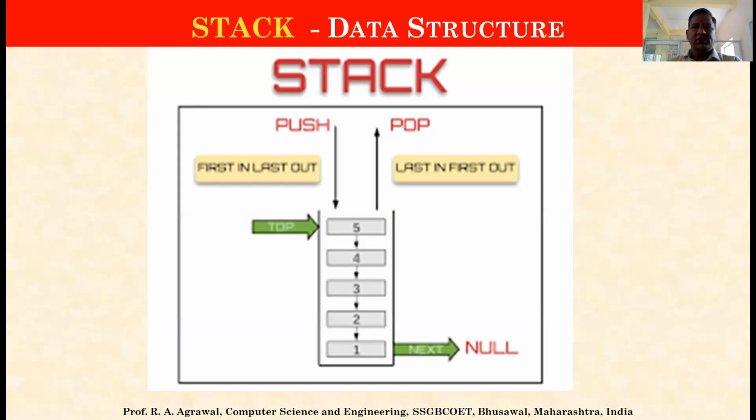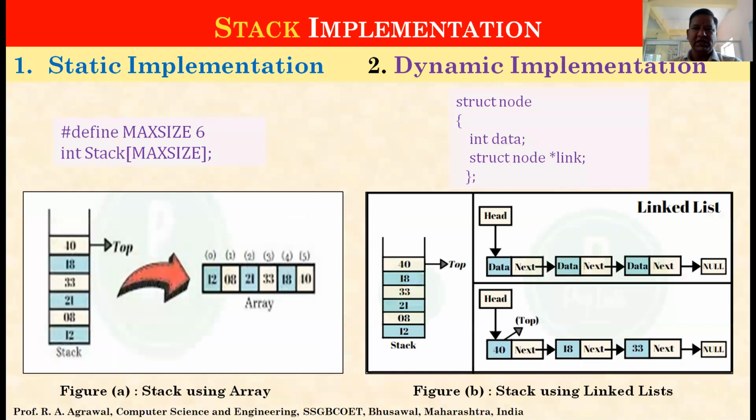Now, what are the different ways in which this data structure can be implemented? As discussed previously, there are two techniques to implement stack. The first one is the static implementation, and the second one is the dynamic implementation. When we are talking about the static implementation, obviously we are discussing the implementation of stack using array. And in dynamic implementation, we will implement the concept of stack using linked list with the help of pointers.